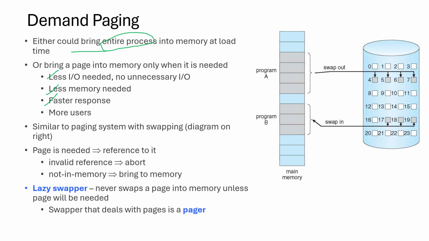This is similar to a paging system with swapping. Here program A and program B are in the memory. These are available in the secondary storage disk. Only the required portion of program A will be available in memory. Then if you want to load program B, the system removes program A and stores it in the disk, and loads program B into main memory.